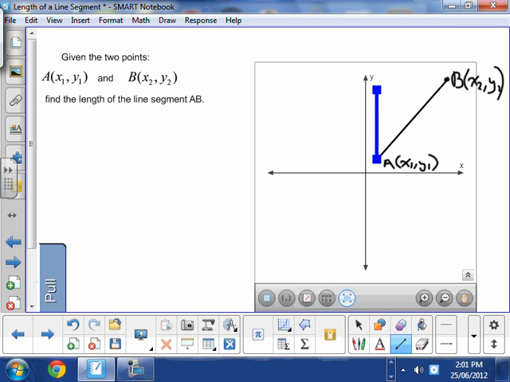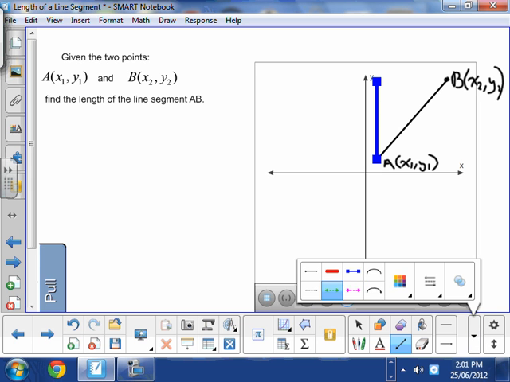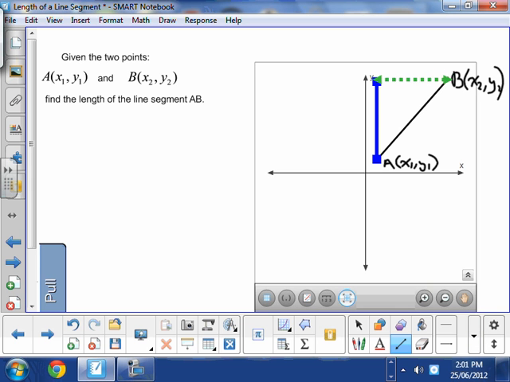Okay, so I'm going to need this vertical distance over here, and I'm going to need this horizontal distance over there, correct? That's right. Okay, so the blue distance is? The blue distance or vertical distance is y2 minus y1. Okay. And the green distance is x2 minus x1.